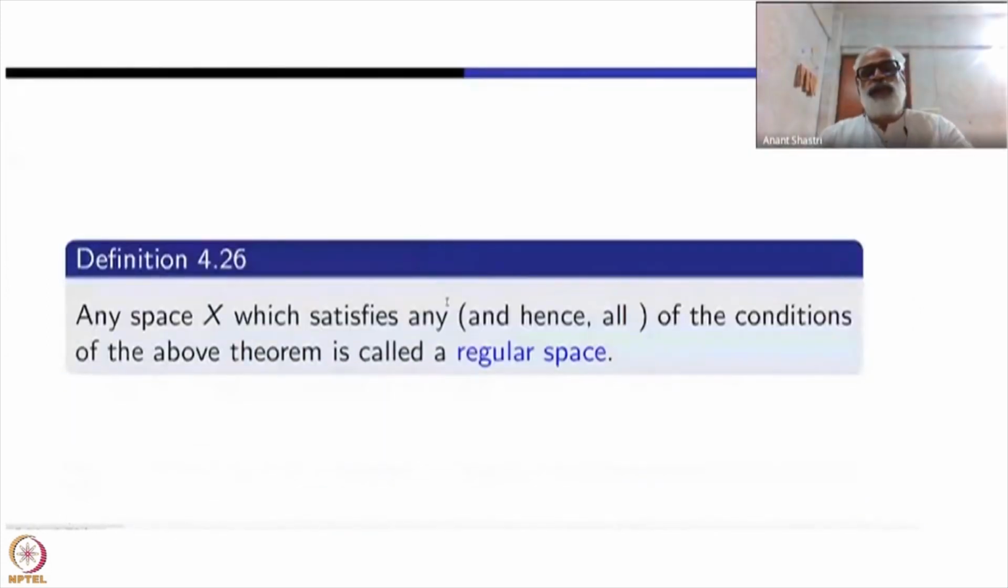Any space which satisfies any of the conditions above, and hence all the conditions in this theorem, will be called a regular space.